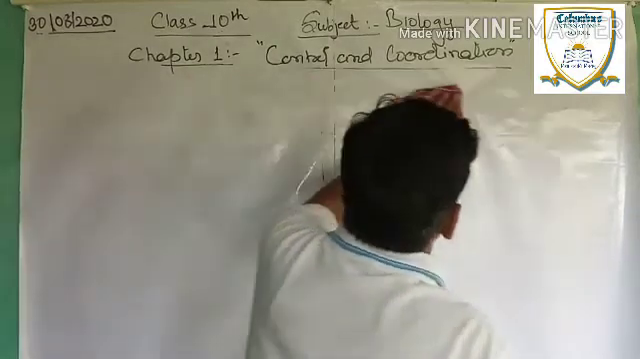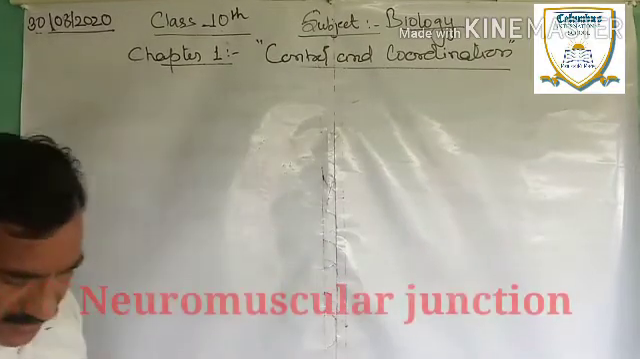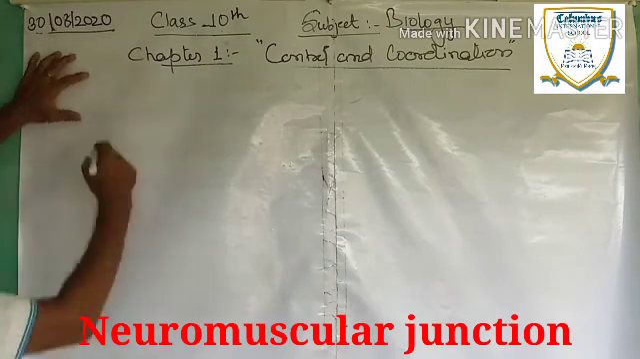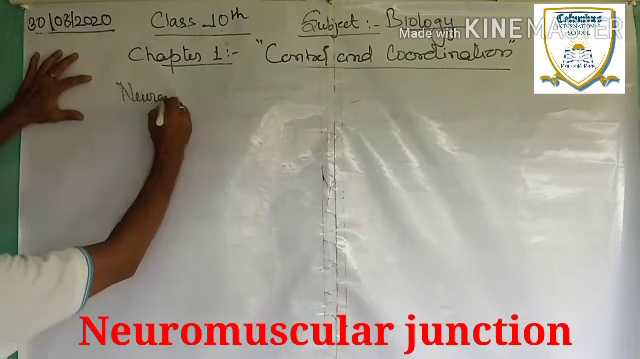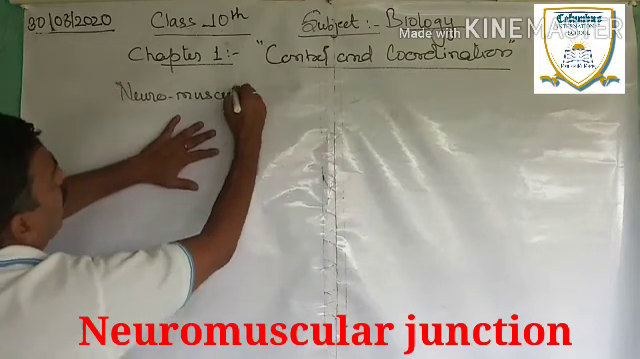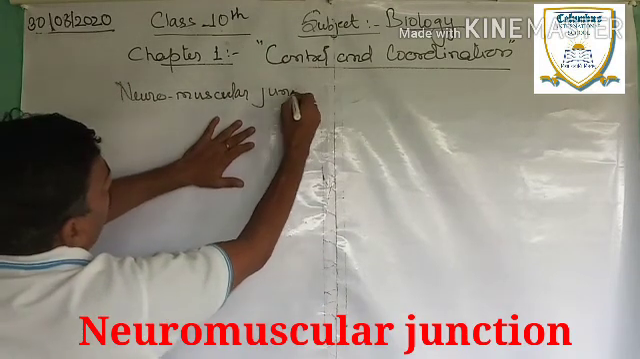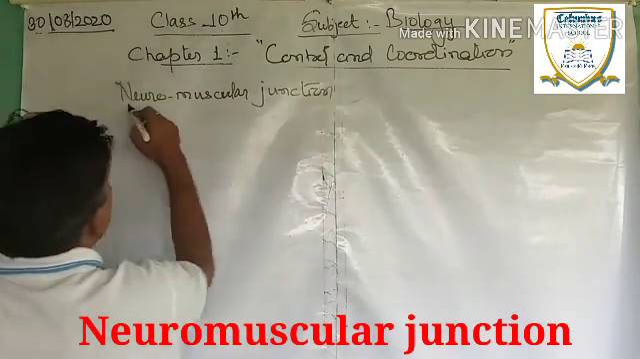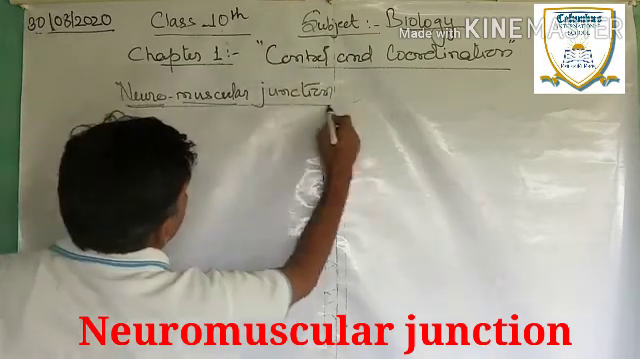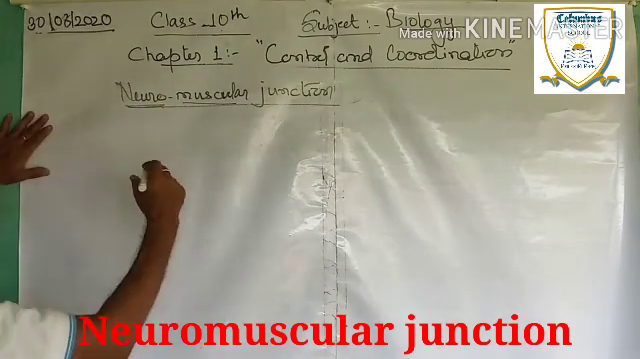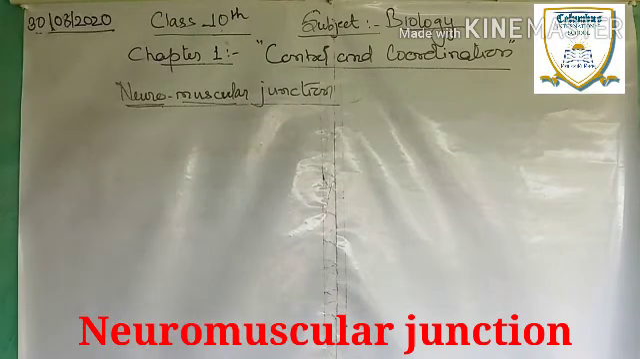However, the junction between neuron to neuron is called synapse. The junction between one neuron to the muscle is called neuromuscular junction. Neuromuscular junction. That means neuron, muscle, and junction. That means a neuron connecting with the muscle, that site is called neuromuscular junction. Now, let me draw the figure of a neuromuscular junction.